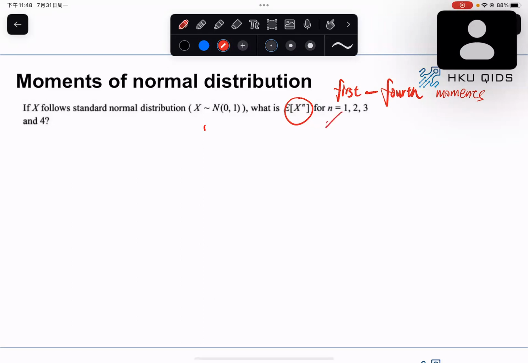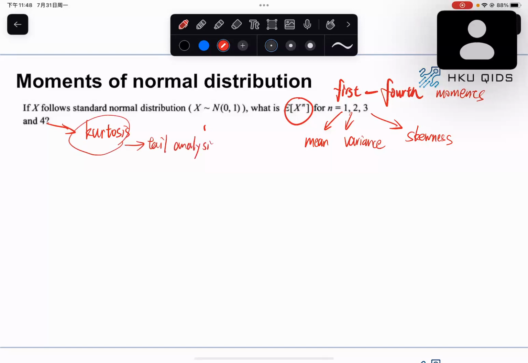What are these? The first is related with the mean. The second is related with the variance. And how about the third one? The third one is related with the skewness: whether it is right skewed or left skewed. And the last one is related with the curvature, and this is related with tail analysis, because it is going to enlarge the impact of those tail points. And for the third one, it is going to enlarge the impact of the directions. And these first two are already quite familiar, right?